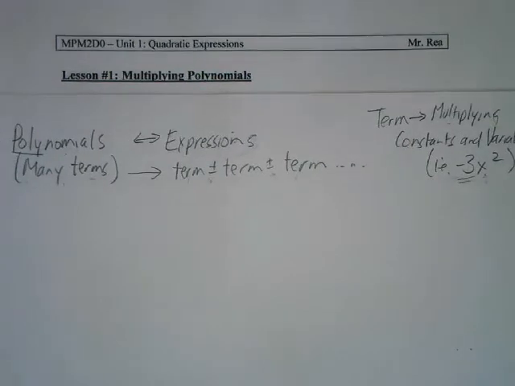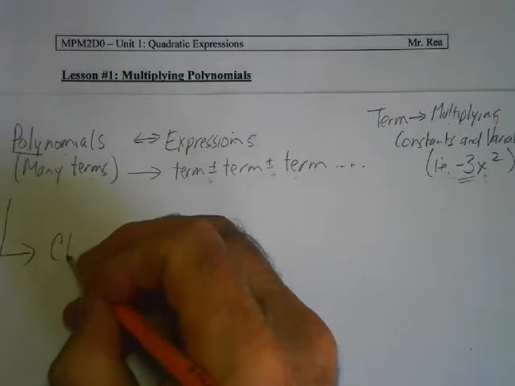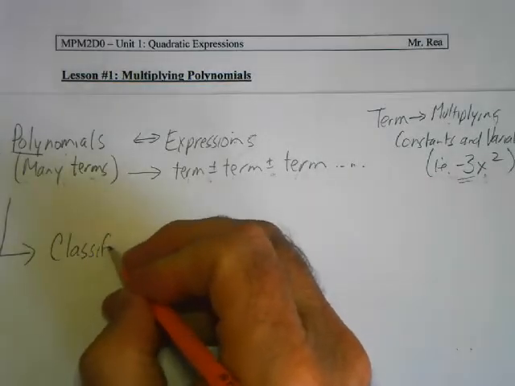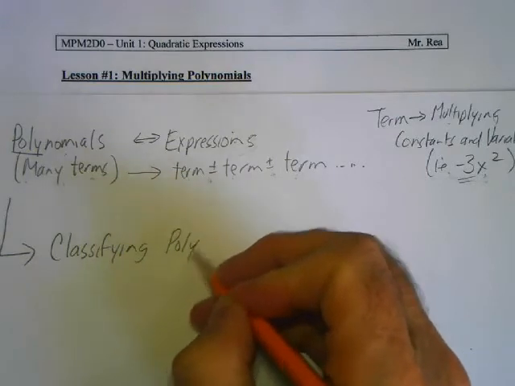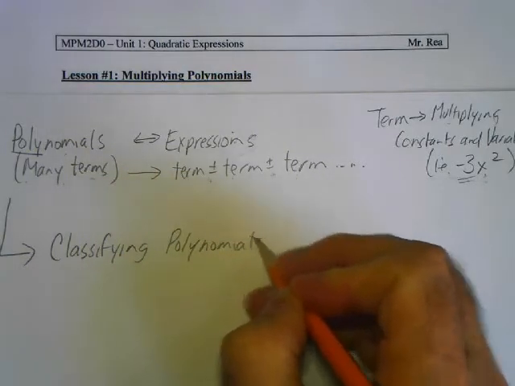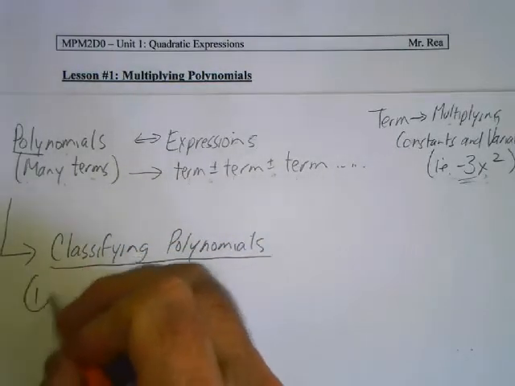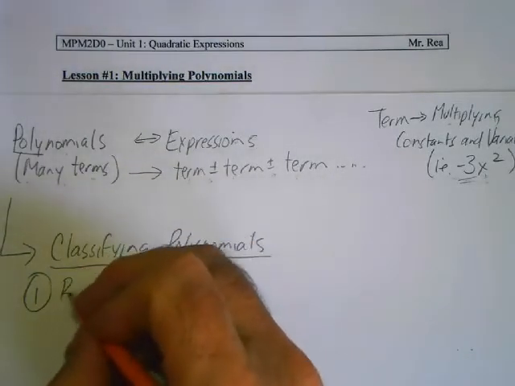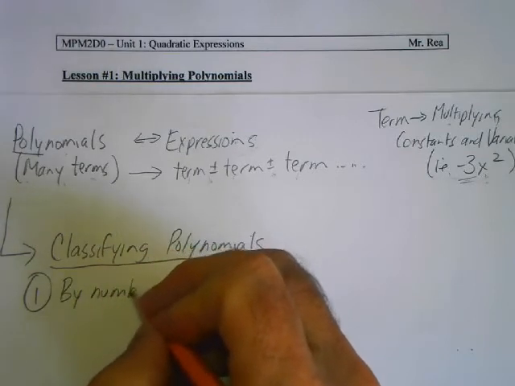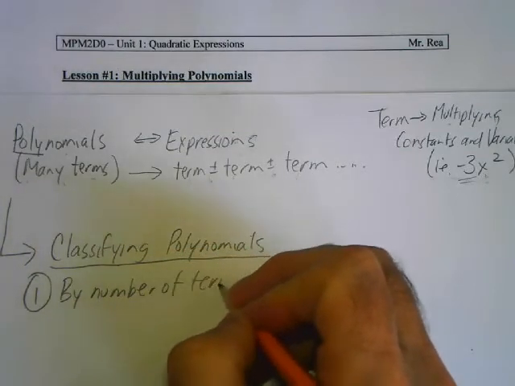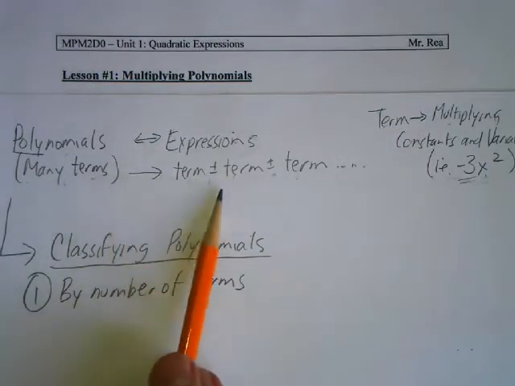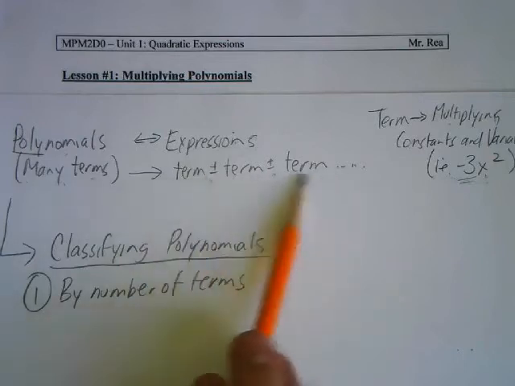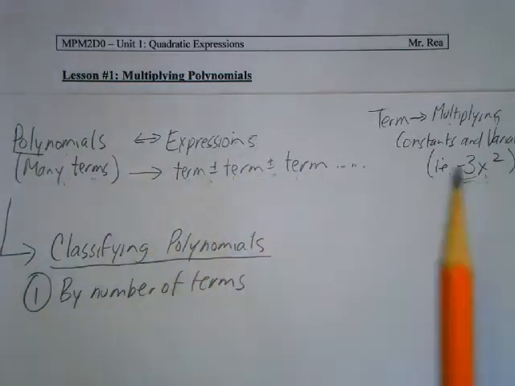Okay, so when we talk about polynomials, there are different ways of classifying polynomials. This is very important. This is from today's lesson. The first way is by the number of terms. That's based on, as I just said, we had polynomials. You could have any number of terms being added or subtracted.